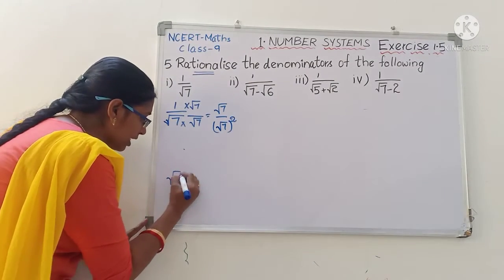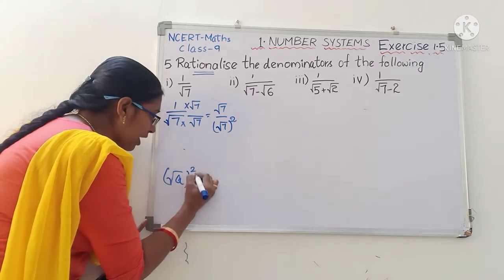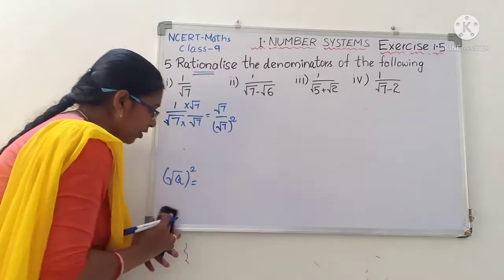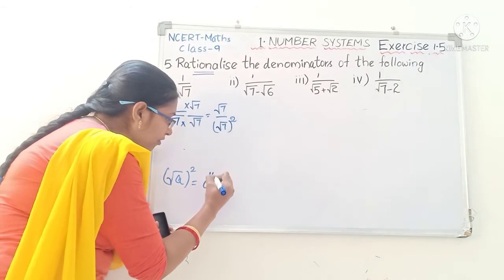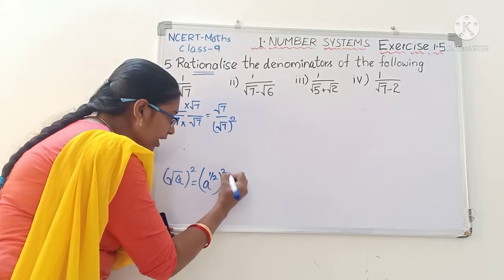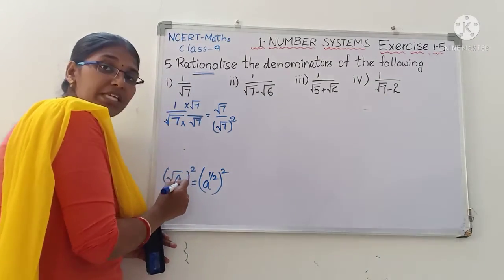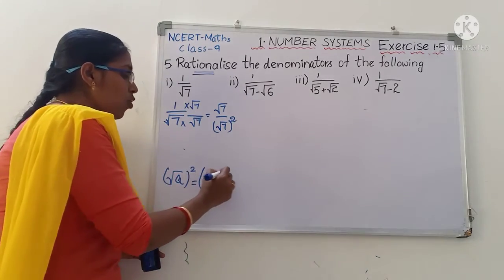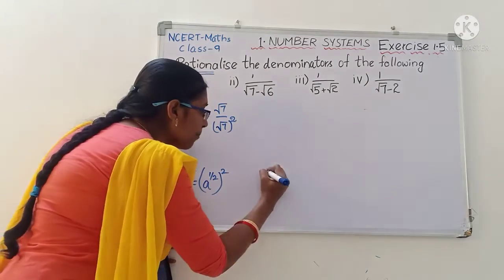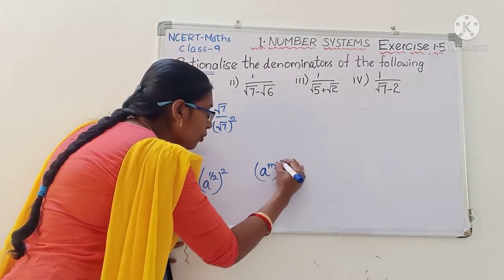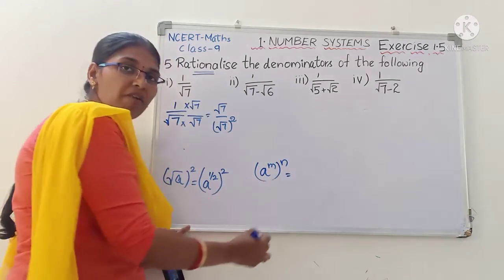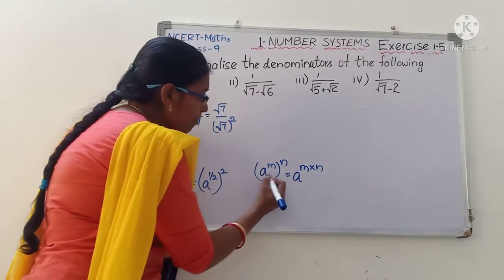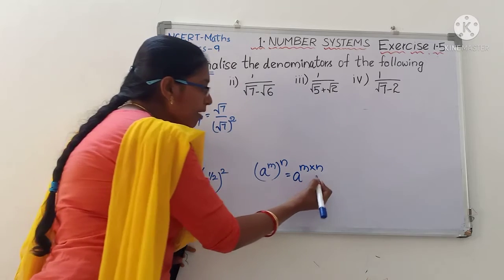You remember this children. Root a whole square is a. How do you get this? Let's see. Root a whole square. Root a means what? A power 1 by 2, whole square. Okay children. Root a means a power 1 by 2. Power 1 by 2 you will write as root. Now a power m whole power n, what do you write this? A power m into n. Remember this. A power m whole power n is a power m into n.